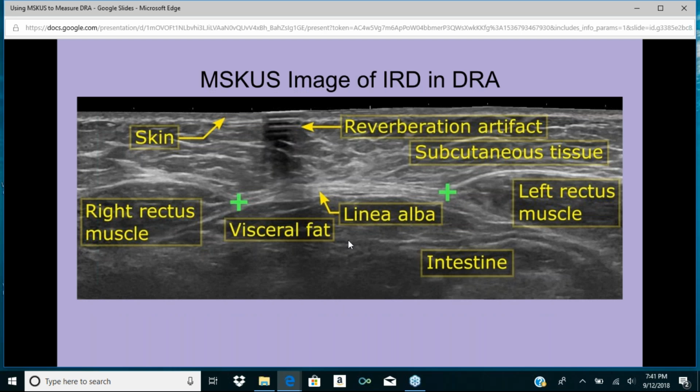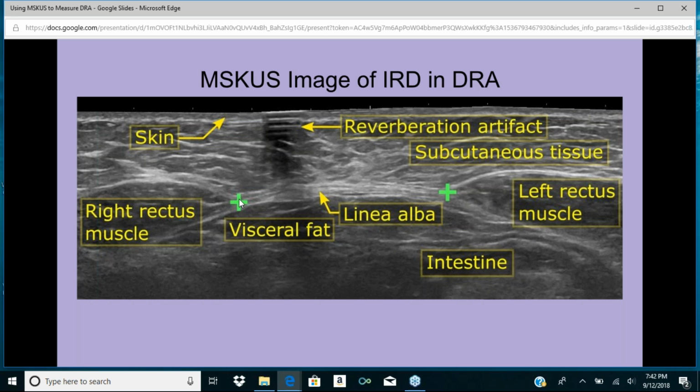So this is basically the image that you would see doing a measurement with the MSKUS. Obviously this first layer here is your skin. This is reverberation artifact. The second layer here is your subcutaneous tissue. On the left side of the screen, this oval here is the rectus abdominis muscle. If you see this thin band running across here, that's your linea alba. And on here is your right rectus muscle, I'm sorry, your left rectus muscle. And underneath here is your visceral fat.